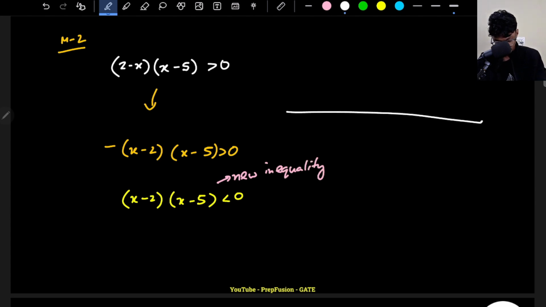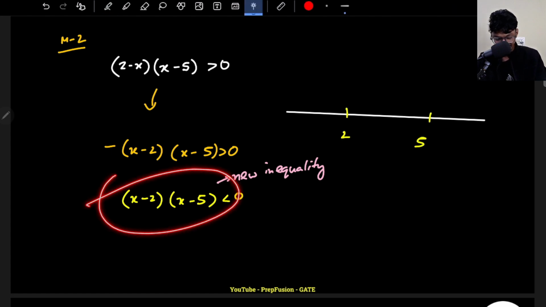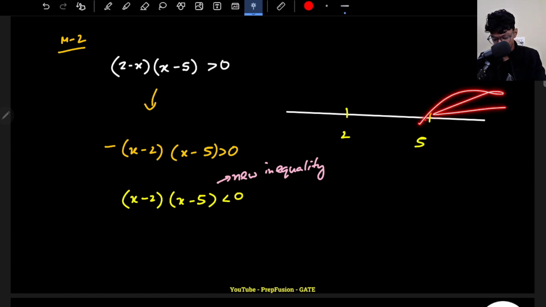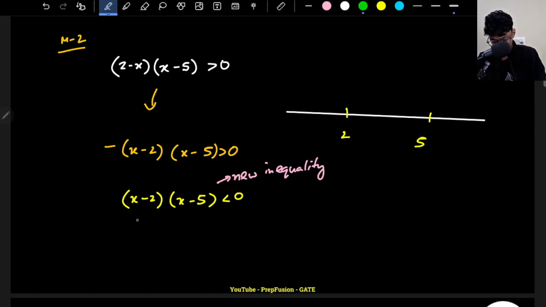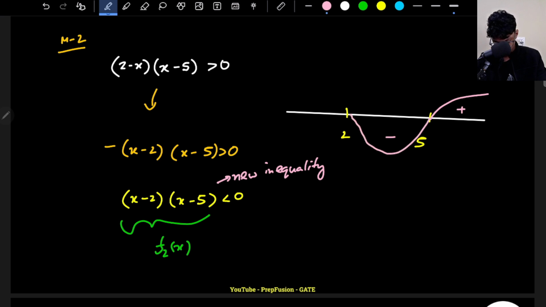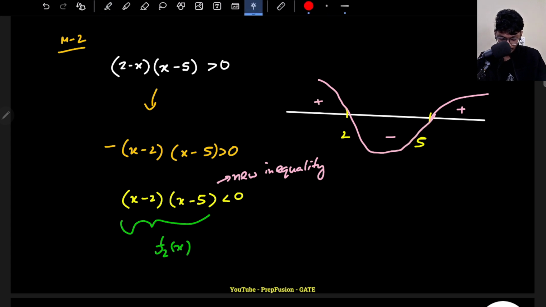Now I will mark the critical points. What are the critical points? The critical points are 2 and 5 again. But if you see, for x greater than 5, I'm always getting positive values. Now this is my f dash of x, or my new f2 of x. Okay, new function. This is not the previous function. But the region of x I will get is the same. This will be plus. This will be minus. This will be plus.